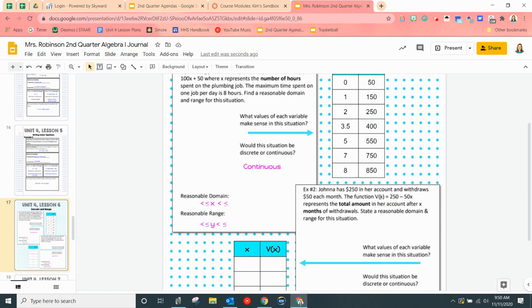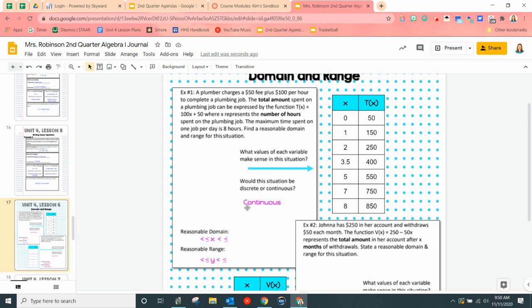So that's what we call continuous. When you have a continuous function, your domain and range is represented with inequalities because it can be any value. Remember, x is your domain, so that's this side of the table. Our smallest value is 0, and our biggest value is going to be 8, because he's not going to work any more than 8. He's going to work from 0 to 8 hours, but anywhere in between is fine.